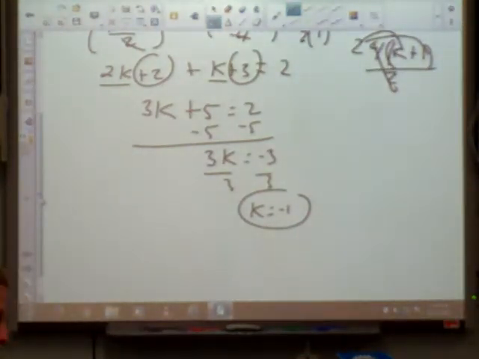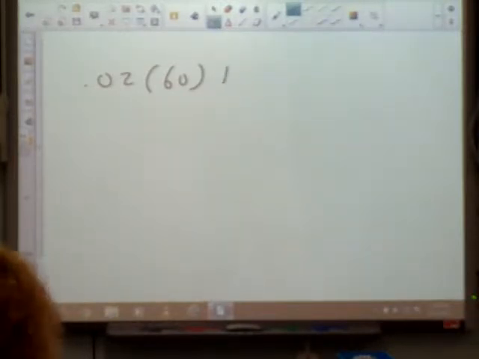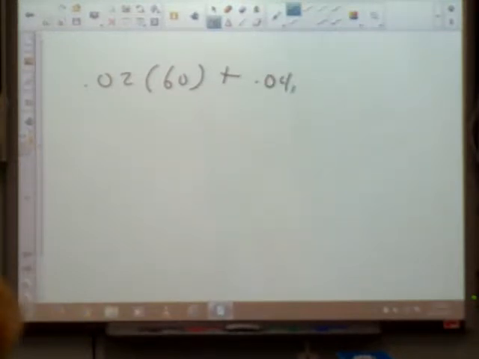All right, now the next one looks at decimals, and it gives us options to cancel the decimals out. That's not something I stress over with you because y'all are good at using your calculator when decimals give you fits. We have 0.02 times 60 plus 0.04p, where p is the variable this time, equals 0.03 times 50 plus p.